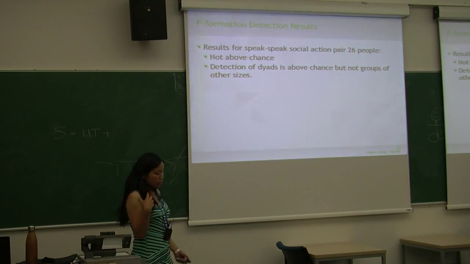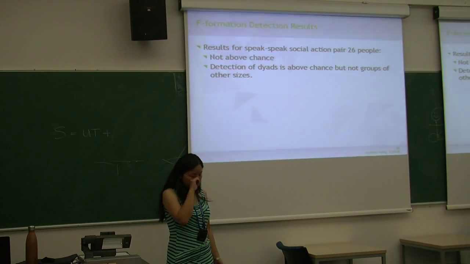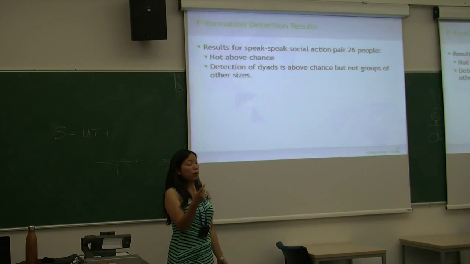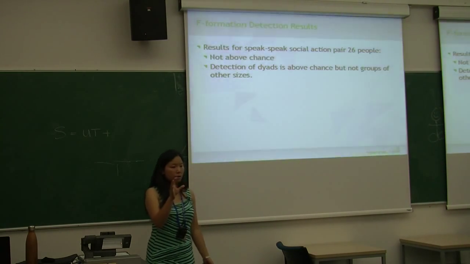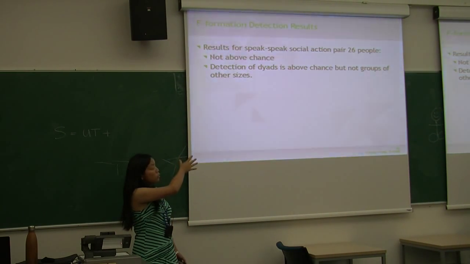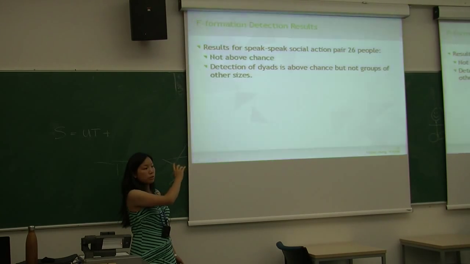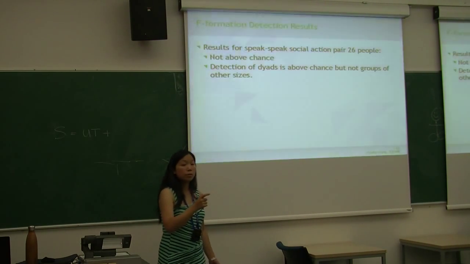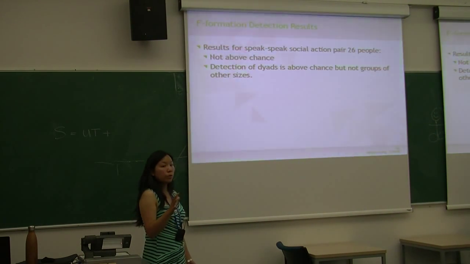Digging deeper into the results, what I noticed is that if you're trying to predict dyads, then you actually get above random performance. If there are only 2 people conversing in the group, then it's still possible within these 26 people to predict those conversing groups well, above random. But for groups of a larger size, it's not possible.